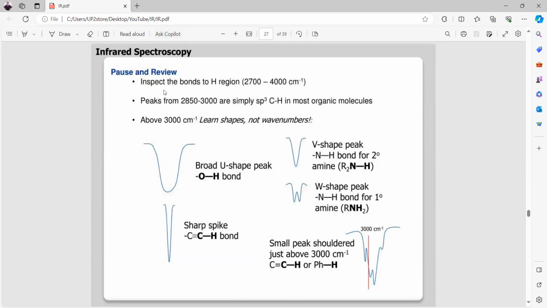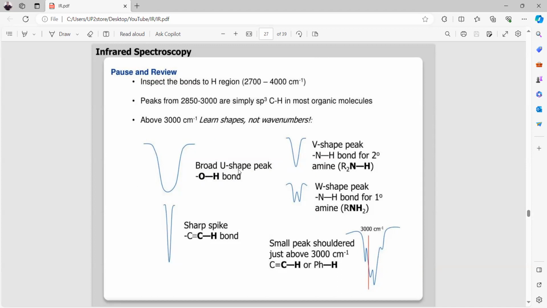So as a review, expect the bonds in each region from 2700 to 4000 centimeters minus 1. Peaks from 2850 to 3000 are simply sp3 CH, which is in most organic molecules actually. Above 3000 is where things are more interesting, so from the shape of the signal, you can identify the functional group. Very important functional group actually.